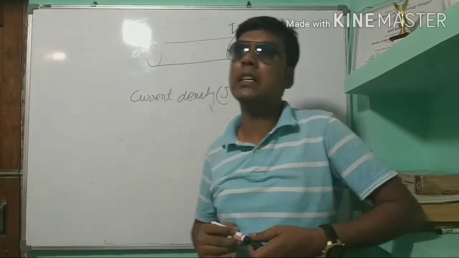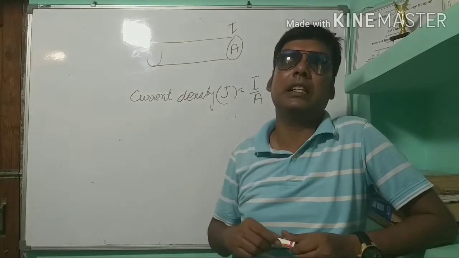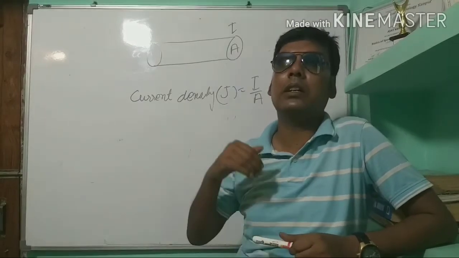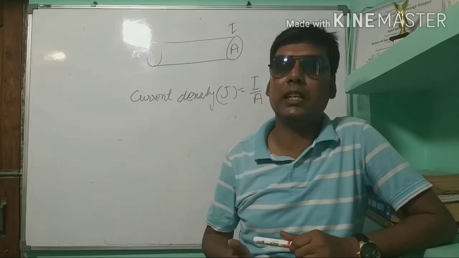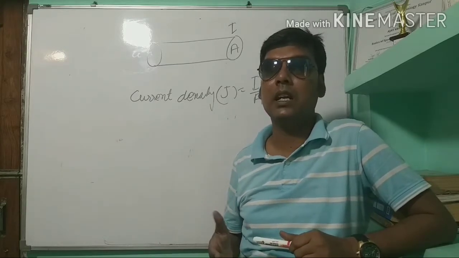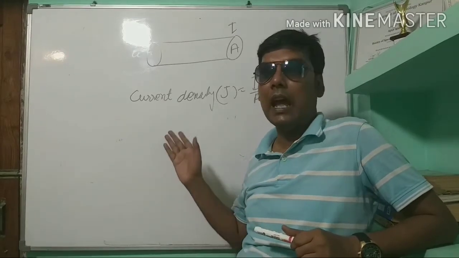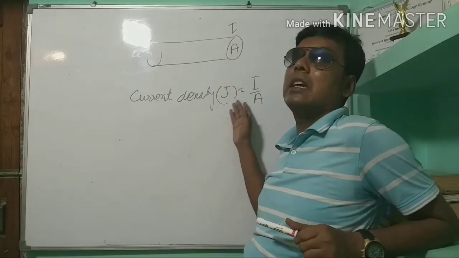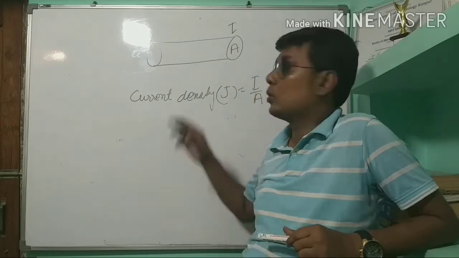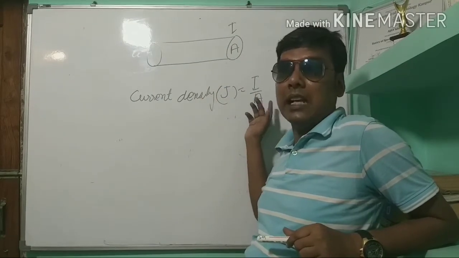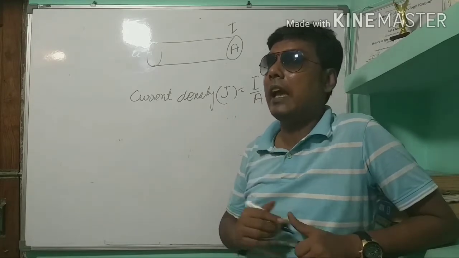So the amount of current passing through the per unit cross section area of that conductor is called current density. The electric current flowing per unit area of cross section of a conductor is called current density. It is denoted by capital J, and the current density J is equal to I by A. So what will be the unit? I is in ampere and A is in meter square, where A is area. So the unit will be ampere per meter square.